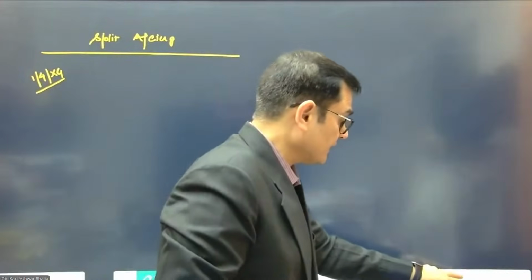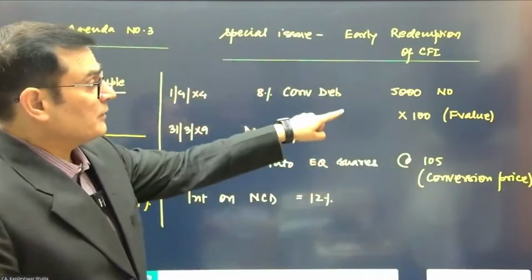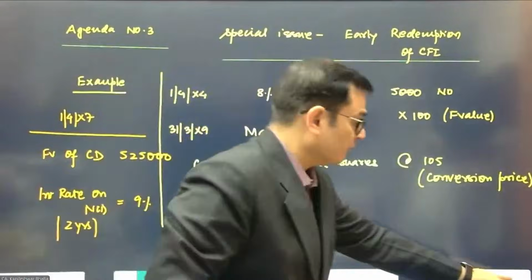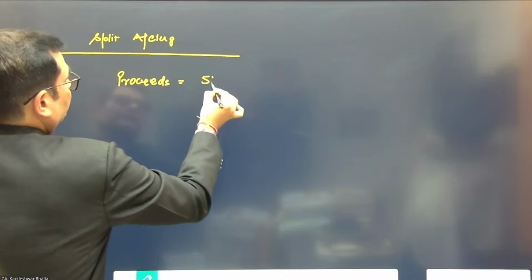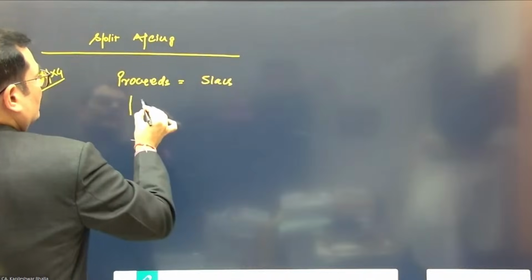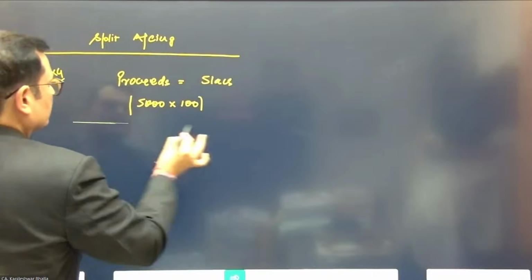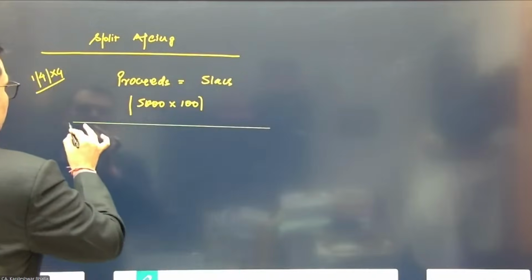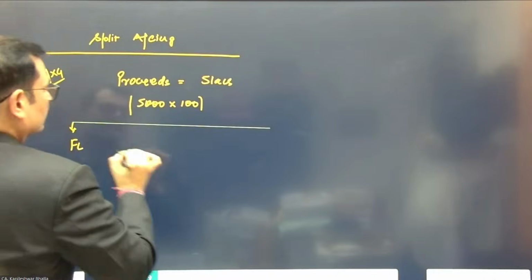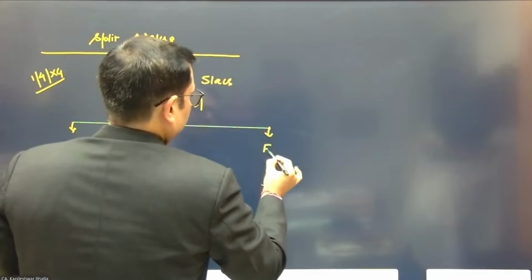Let's look at the proceeds and split. So my proceeds are 5,000 into 100. The proceeds in this case is 5 lakhs: 5,000 debentures and each debenture is 100 each. And let's do the split accounting. Let's divide this between the financial liability and the equity.